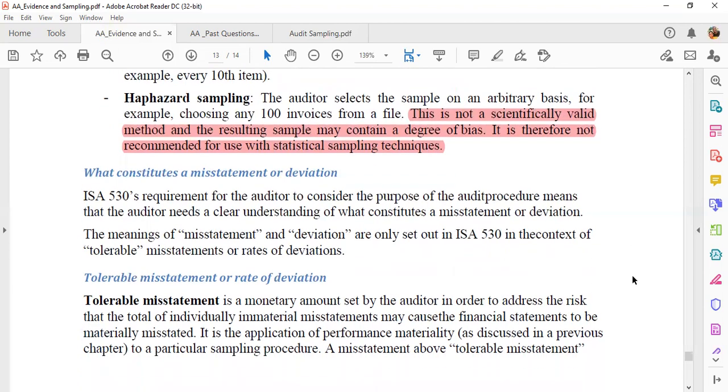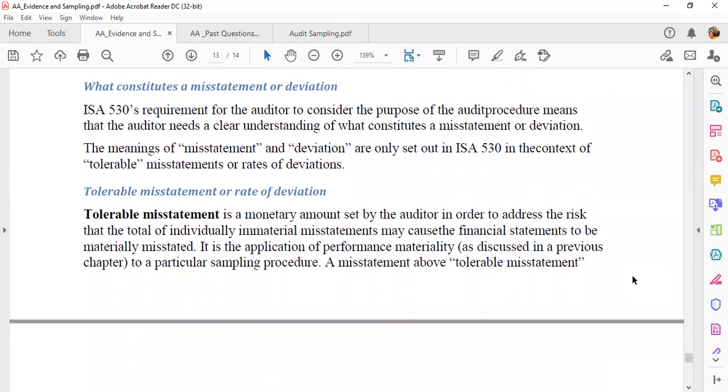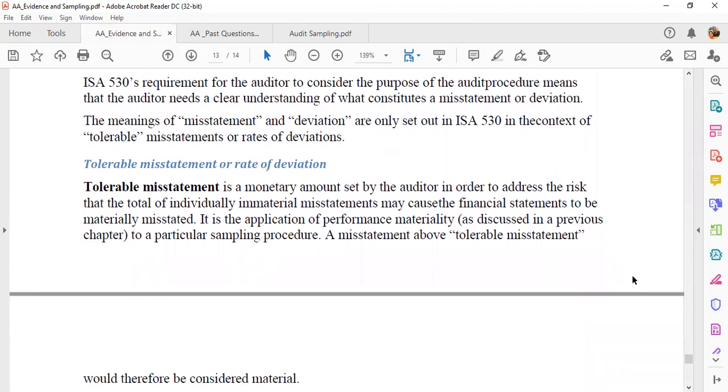A tolerable misstatement is a monetary amount set by the auditor in order to address the risk that the total of the individual immaterial misstatements may cause the financial statement to be materially misstated. It is the application of performance materiality. What we are saying here is that this tolerable misstatement is set by the auditor, in order to address the risk that the total of the individual immaterial misstatements may cause the financial statement to be materially misstated.